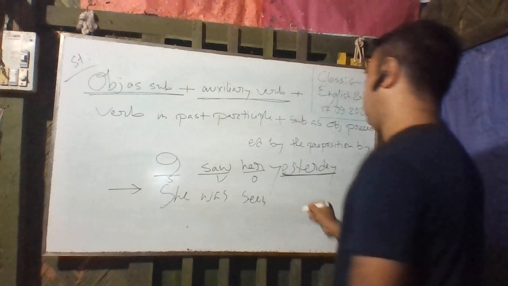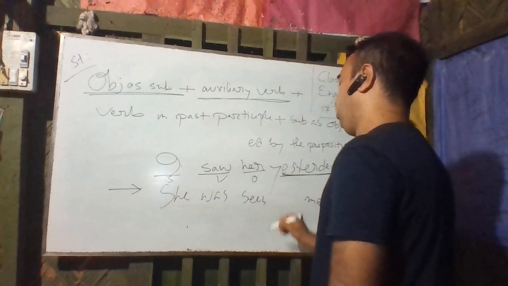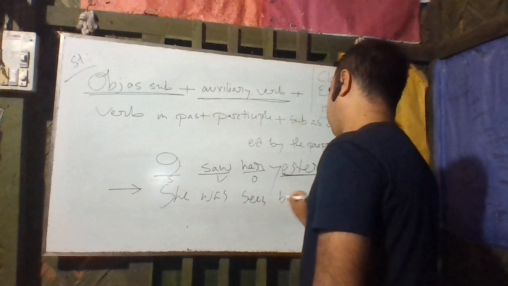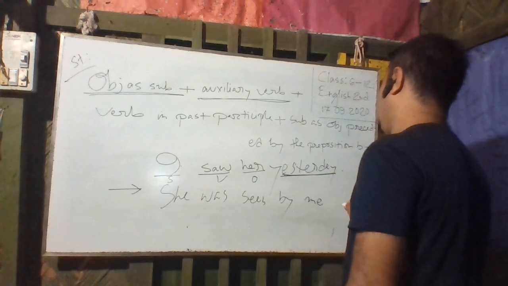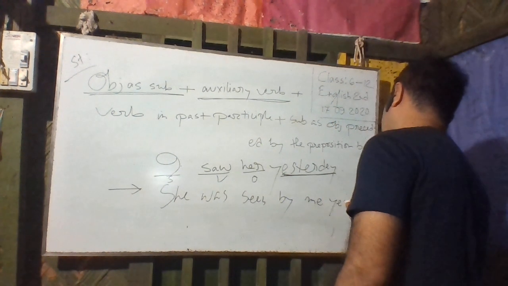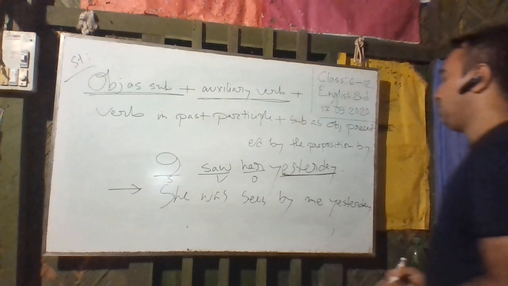Subject as object, me. Before that, preposition by. She was seen by me. And the extra word, last of all, yesterday. She was seen by me yesterday.